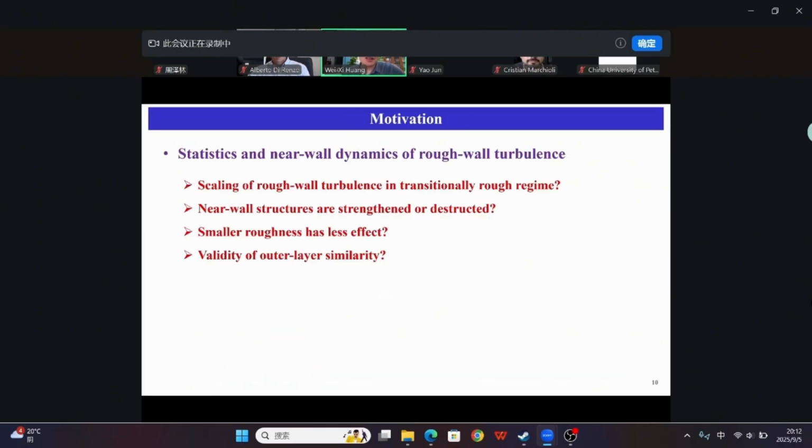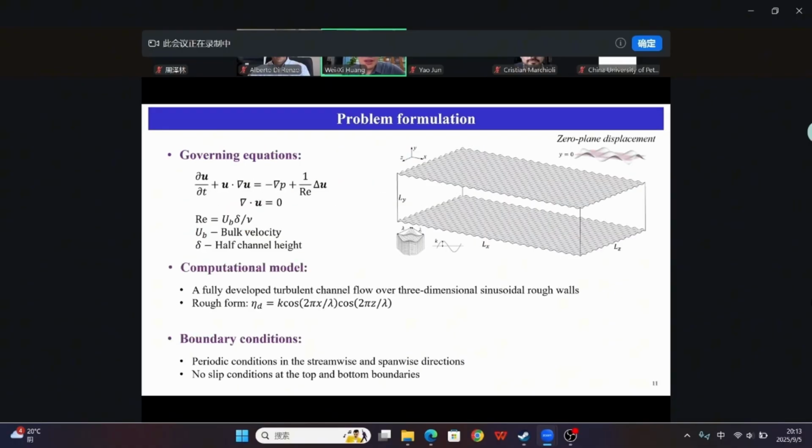So here are several questions we want to answer using our simulations. This is the computational setup. Here we consider this kind of 3D wavy-form roughness.